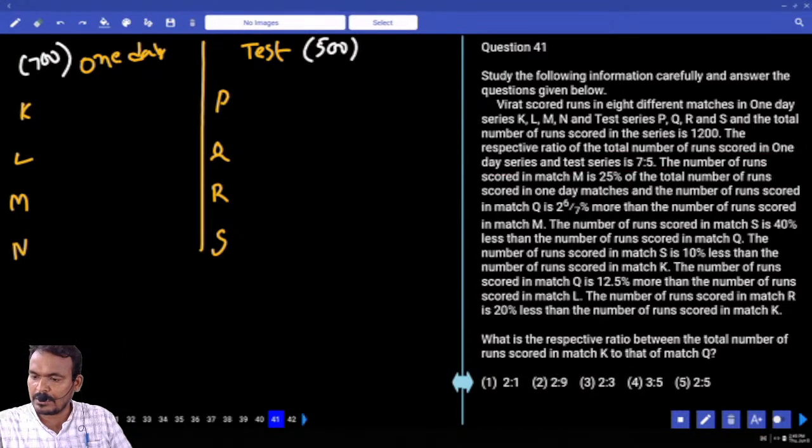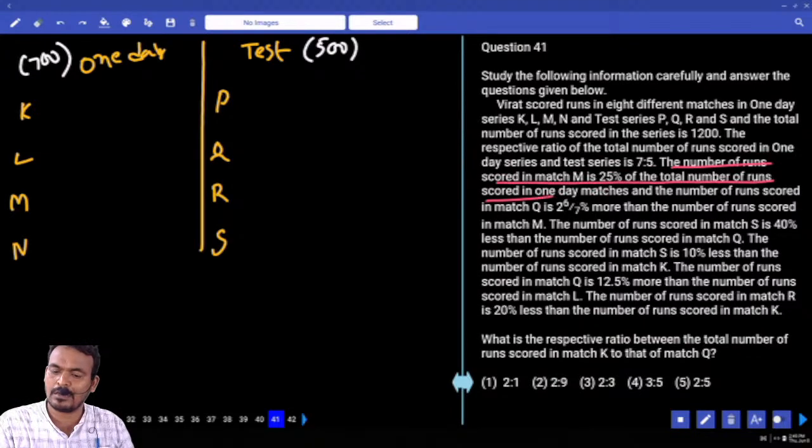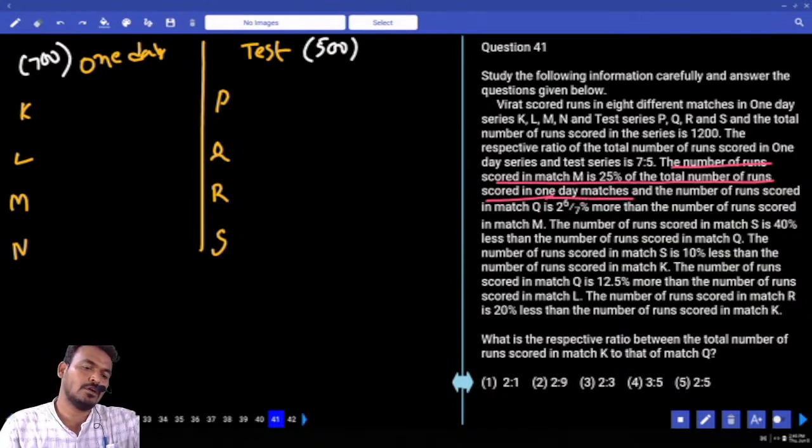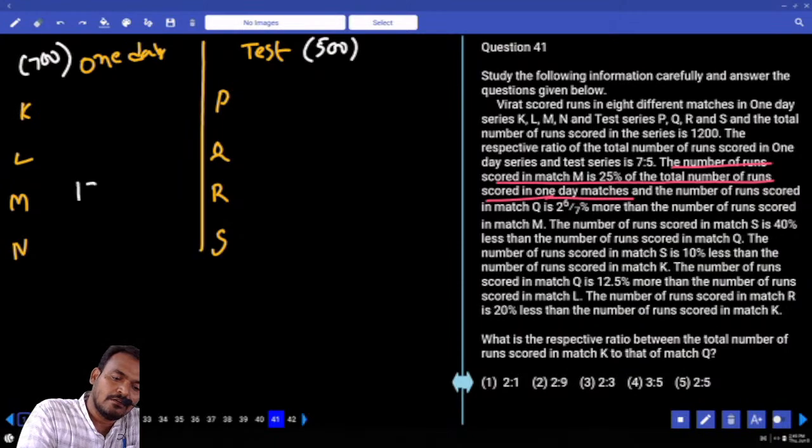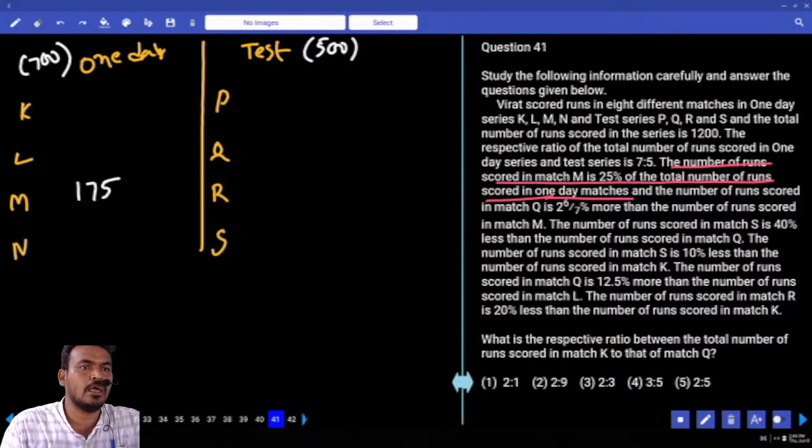And what is the next point? The number of runs scored in match M is 25% of the total runs scored in the one day matches. What is 25% of 700? 175. That is M's score.